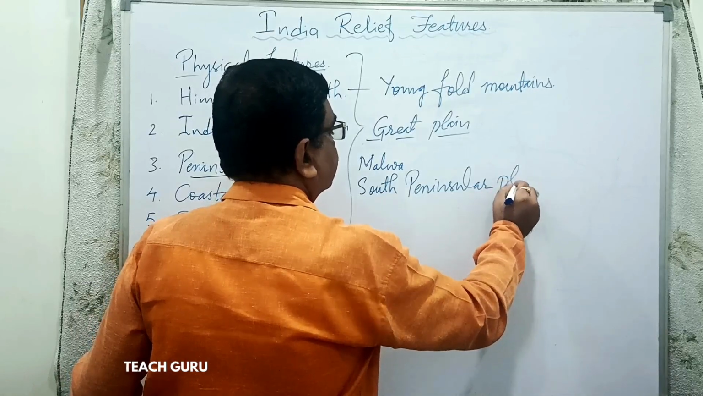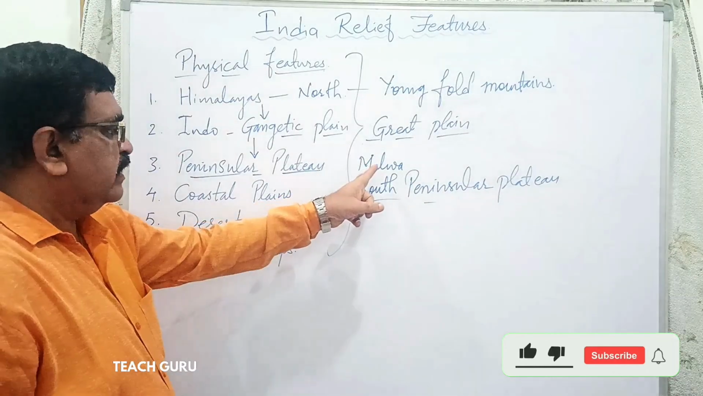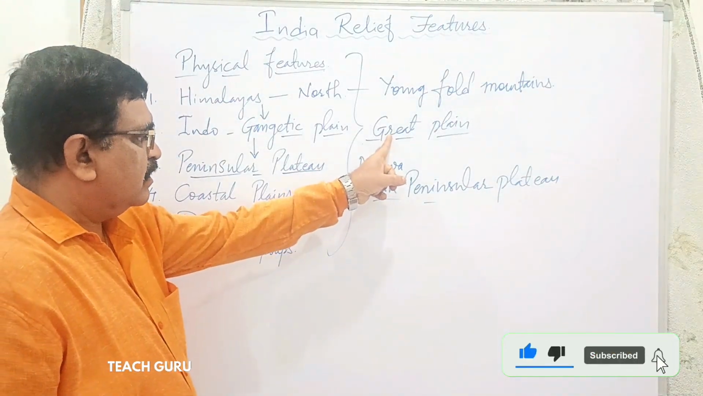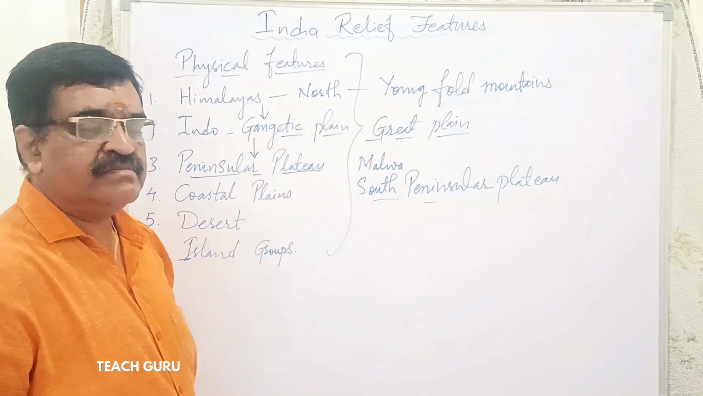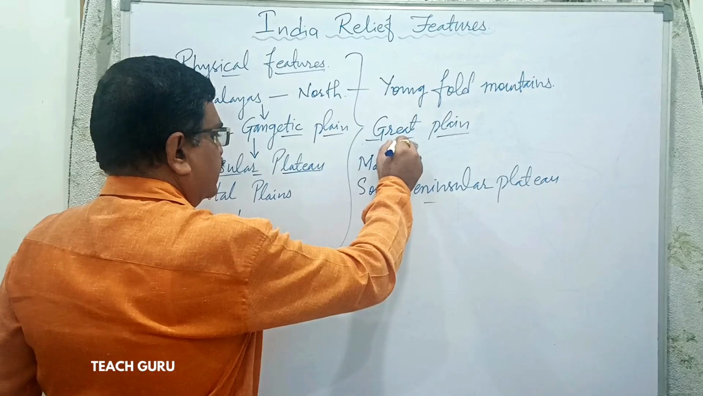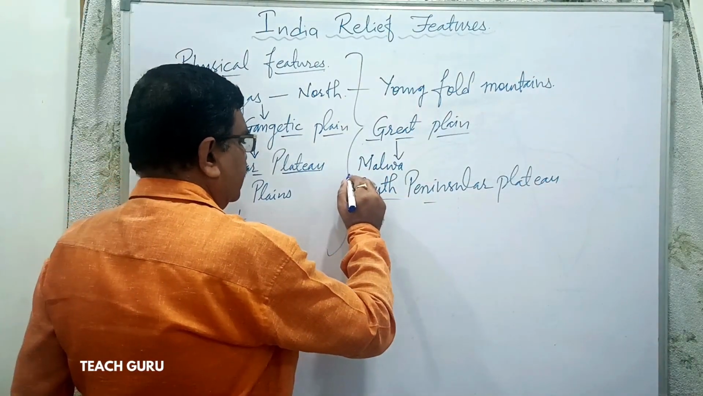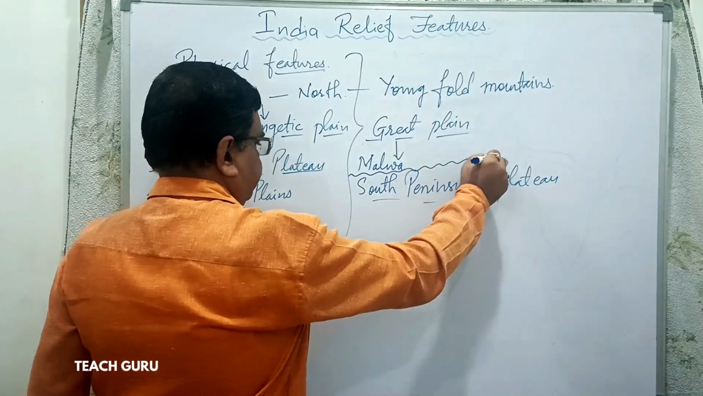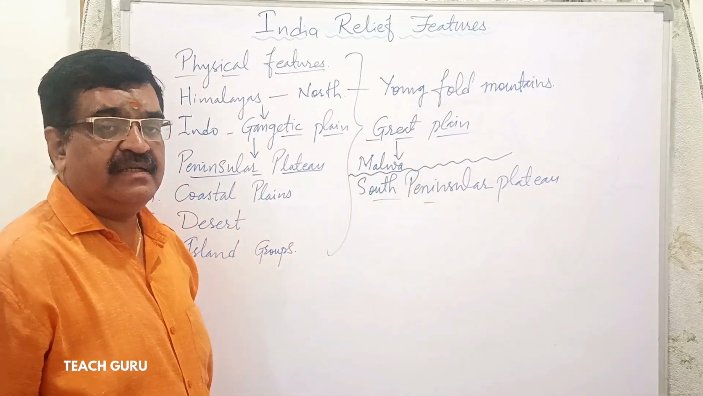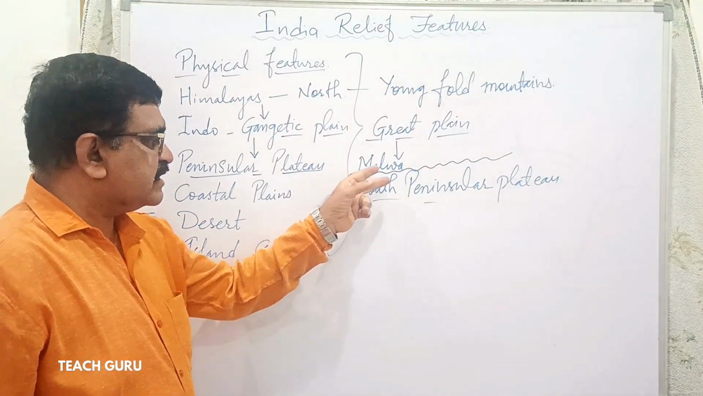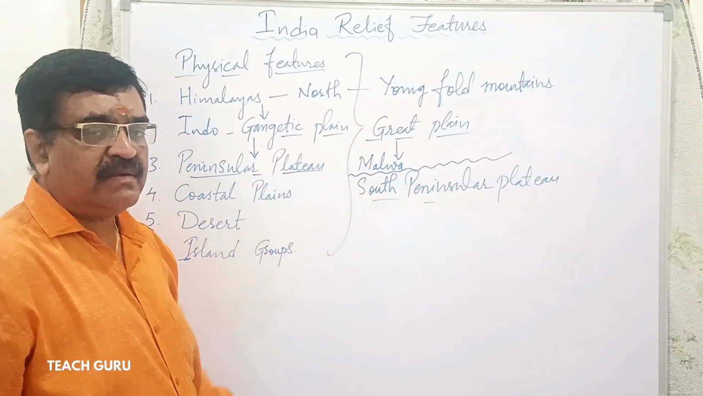South Peninsular plateau. Now, Malwa plateau is equally producing good varieties of crops because it is exactly situated south of the Great Plain. In between Malwa plateau and South Peninsular plateau, Vindhya and Satpura ranges are there. The Vindhya and Satpura ranges are the demarcation or the boundary between Malwa and the South Peninsular plateau.